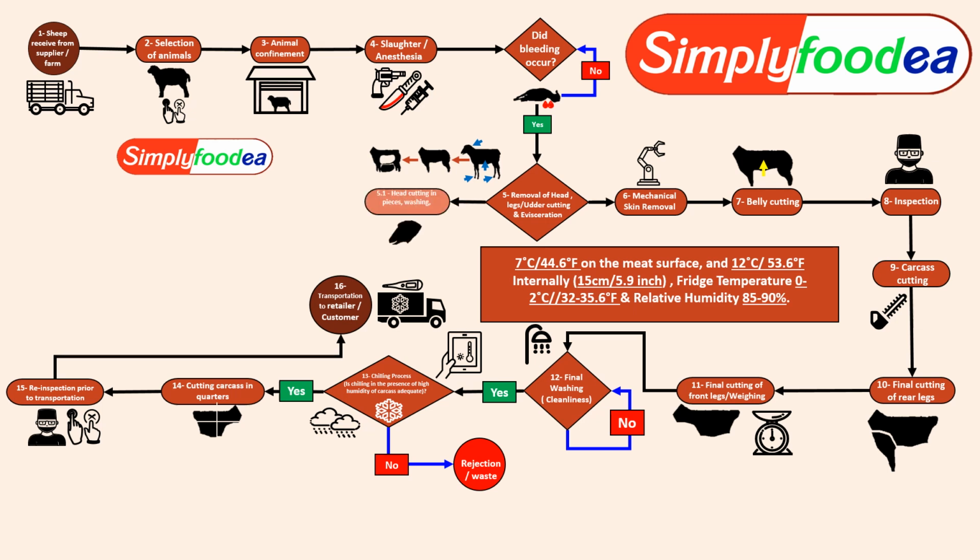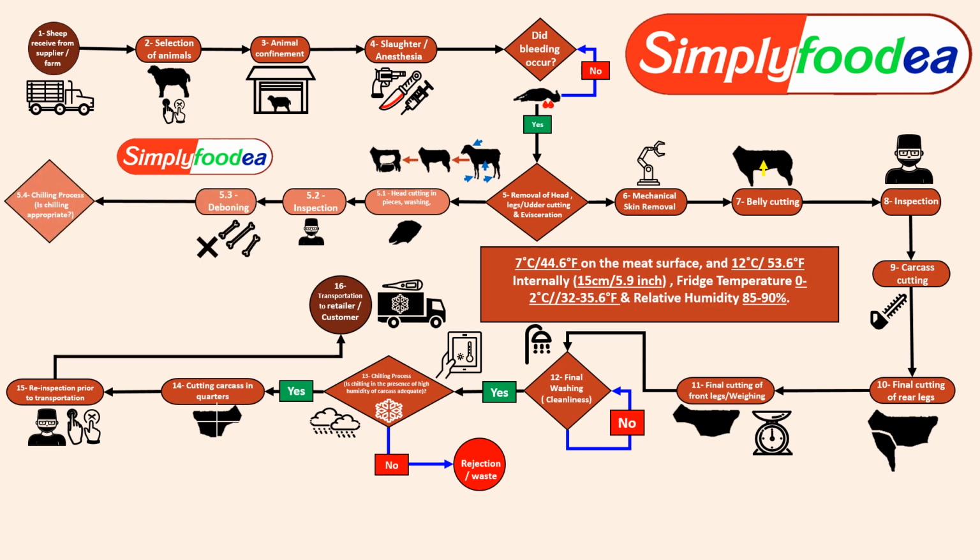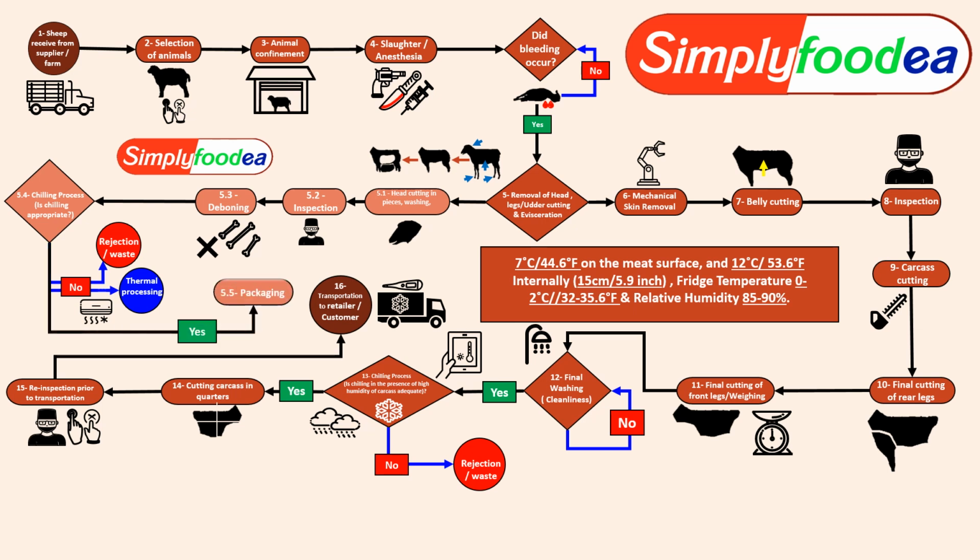And from number 5, there is another step 5.1, the head cutting into pieces and washing. Inspection. 5.3, deboning, removal of bones. 5.4, chilling process. If no, rejection or waste, and also we can make an extra processing. Then the 5.5, packaging, and finally the transportation to retailer or customer.